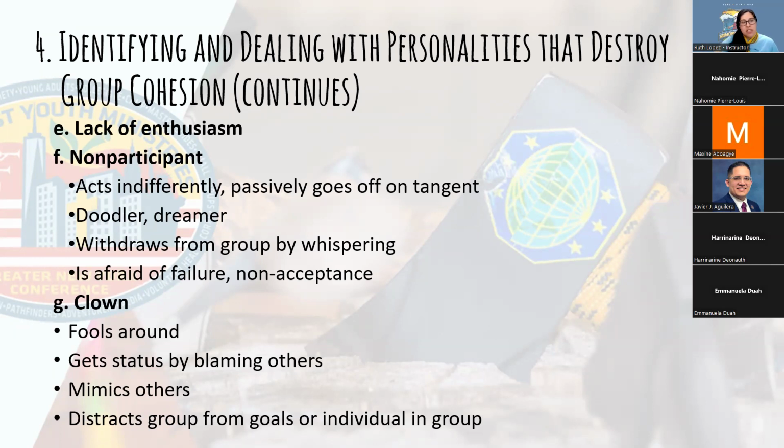So get them engaged. The clown, this is the person who fools around, gets status by blaming others, mimics others, and distracts the group from goals or an individual in the group. So the clown is always making jokes, repeating after you, trying to imitate you, mocking you, saying things as soon as you turn your back, saying things that will make others also get distracted.